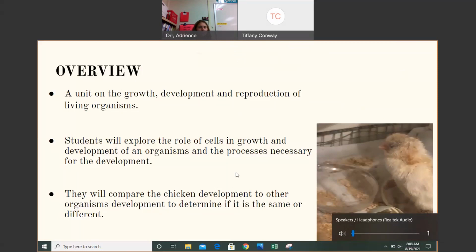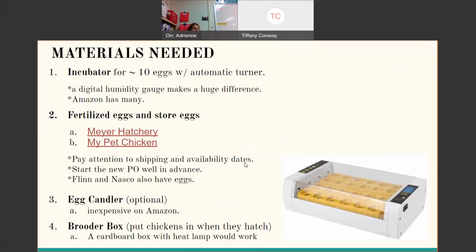Also, we're comparing it to the development of other organisms. So the way it's different from egg-laying organisms versus others. So then we can look at a spectrum of organisms and that same growth and development pattern. So those are some of the highlights, I guess.